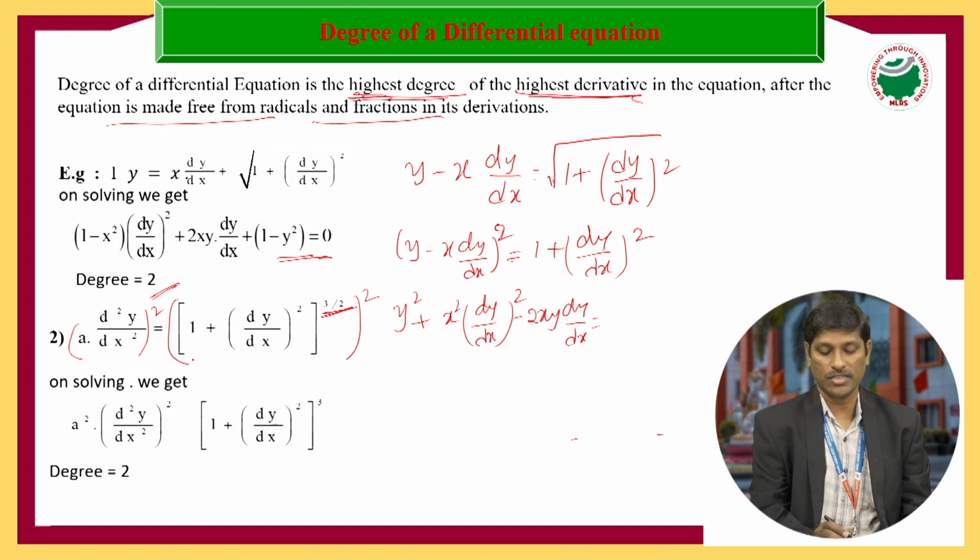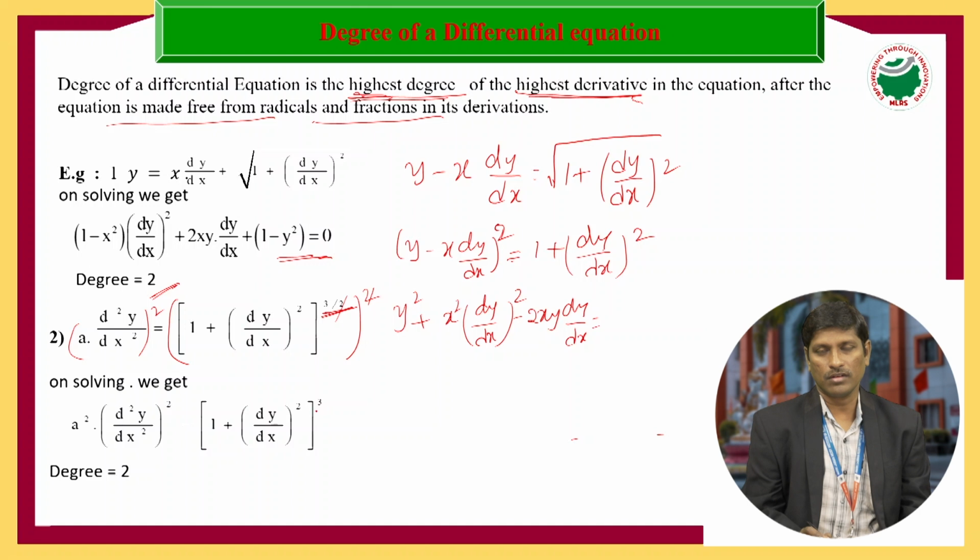And ab whole power m is nothing but we can write as a power m into b power m. Like this, a square into d square y by dx square whole square, which is equal to, here we have a power m whole power n, so 2 and 2 both will cancel, and what remains is 1 plus dy by dx whole square, whole cube.